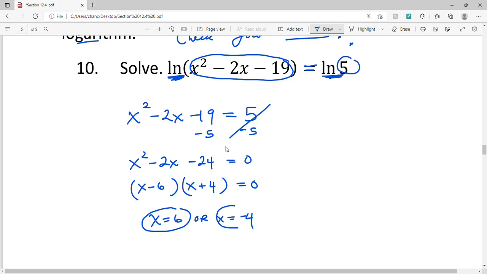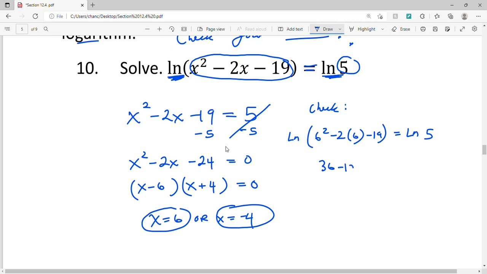So I need to check. And let's check that in the original equation. We'll plug in the natural log of 6 squared minus 2 times 6 minus 19. Is that equal to the natural log of 5? 6 squared is 36. Negative 2 times 6, that's negative 12, minus 19. And if you check, it is true. This is the natural log of 5 equals the natural log of 5. So that means x equals 6 is a good solution.